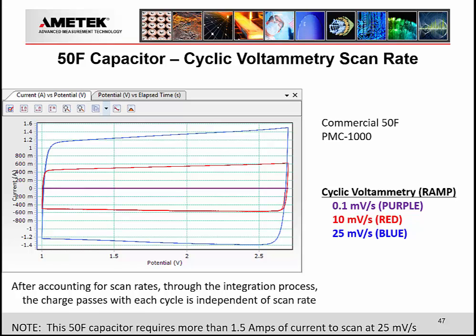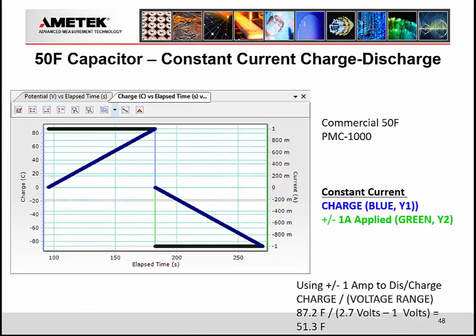Even this 50 farad capacitor, when I sweep it at 25 millivolts, I'm at well over an amp. And our platforms, the PMC and the cell test, are some of the very few multi-channel potentiostats on the market that have the capability to make this measurement without any boosters attached at all, because of their high current capabilities. Speaking of current, we can do constant current charge and discharge of that capacitor.